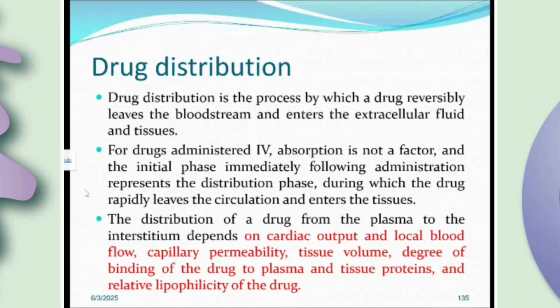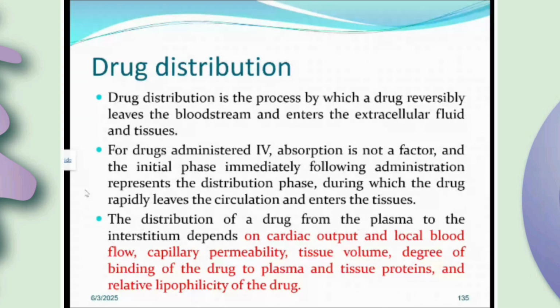Kindly read. Drug distribution is the process by which a drug reversibly leaves the bloodstream and enters the extracellular fluid and tissues. For drugs administered IV, absorption is not a factor, and the initial phase immediately following administration represents the distribution phase, during which the drug rapidly leaves the circulation and enters the tissues. The distribution of drug from the plasma to the interstitium depends on cardiac output and local blood flow, capillary permeability, tissue volume, degree of binding of the drug to plasma and tissue proteins, and relative lipophilicity of the drug.